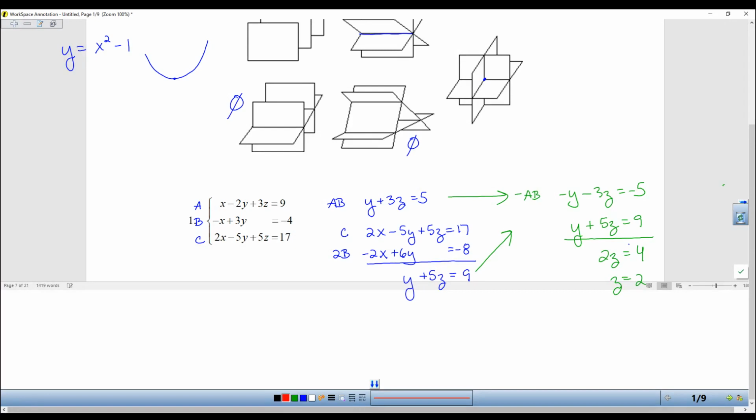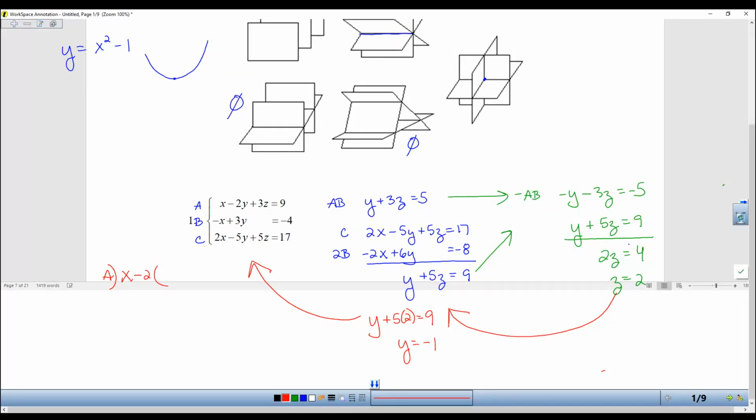Now that I know z, I'm going to go back, and I'm going to plug it in here to find y. So y plus 5 times 2 is equal to 9. y is equal to, that's 10, subtract from both sides, negative 1. And now I'm going to go back here and plug in the y and the z. I can use any equation. So I'm just going to pick A. It's nice to label it, then everybody knows what you're picking.